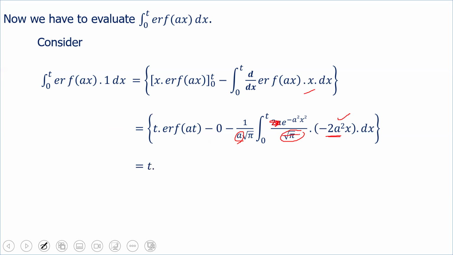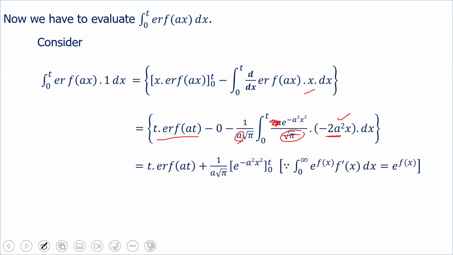Let us go ahead. So the first part is t, error function of at, plus, just look here, 1 upon a root pi, and this is nothing but e to the power minus t. What is the integration of e to the power minus t? e to the power minus t into minus 1. So this minus and minus will become plus, right? And since it is the derivative, let me just show you.